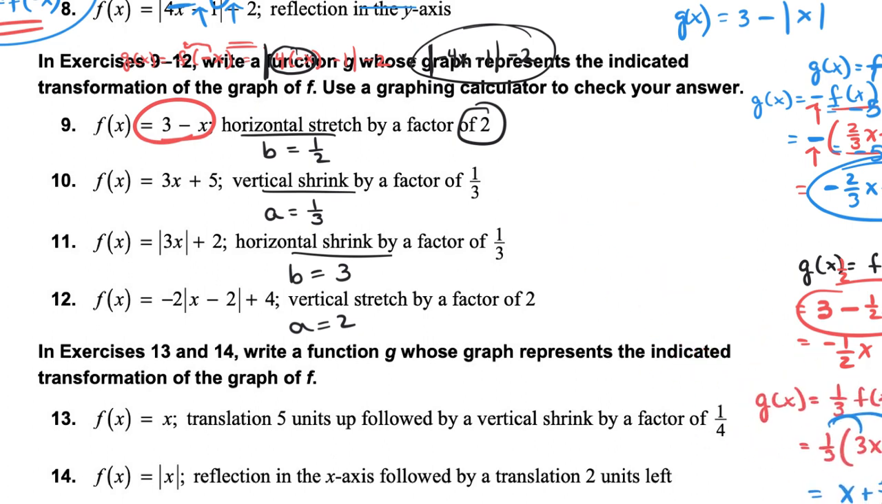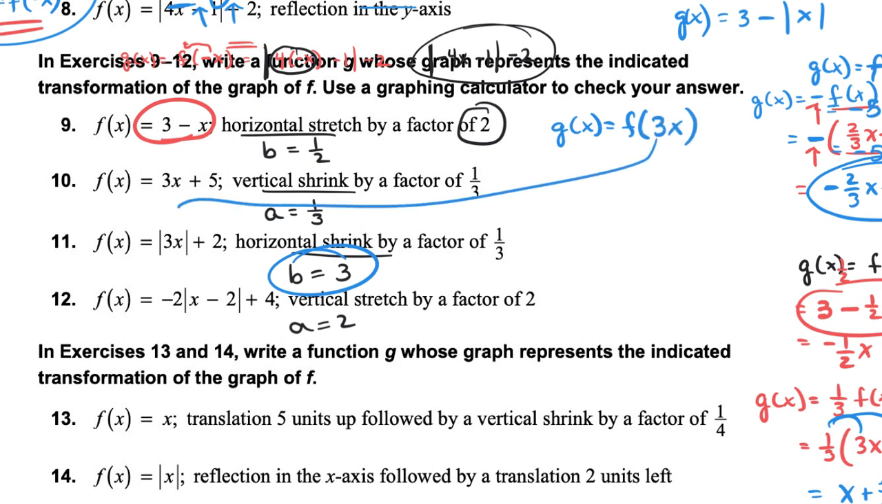Then comes 10. Horizontal shrink, so I got to use a b of 3. So g of x equals f of, here comes the b value of 3x. So I'm putting 3x in for that x. Kind of tricky because there's already a 3x there, but that's all right. It goes absolute value 3. Then I replace my x with 3x, so I get double 3's in there, then plus 2. Oops, that plus 2 is on the outside. And that gives me a 9x on the inside plus 2.